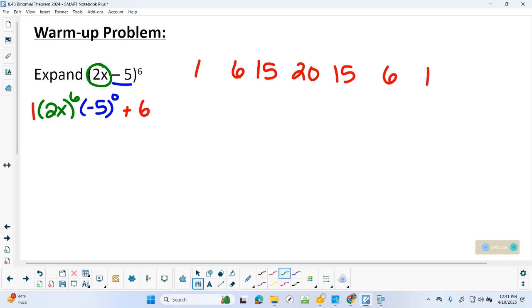2x moves down in power, so it's down to the 5th. And -5 goes up in power, so now it's at the 1st. Your exponents should always total to 6, the expansion exponent.